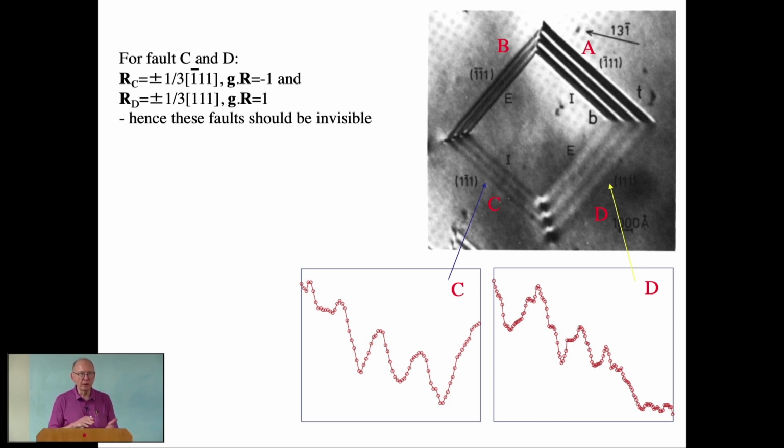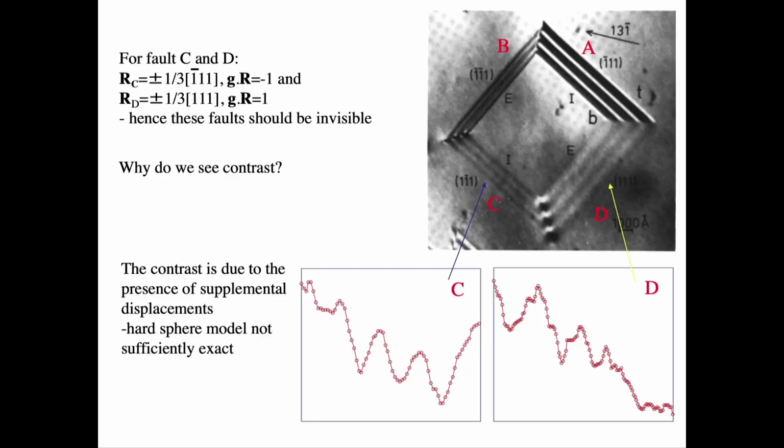So what we're assuming is we have a particular fault vector, and so what we have here is an incomplete fault vector, and so we have a supplementary displacement here because of the bonding in silicon. And so why do we see contrast? Contrast due to the presence of supplemental displacements. The hard-sphere model is not sufficiently exact. So by doing these diffraction contrast experiments carefully, you can tell quite a lot about your defects. Here we've discovered that where there should be no displacement at all, there's a supplementary displacement. And that's something to know about your sample.